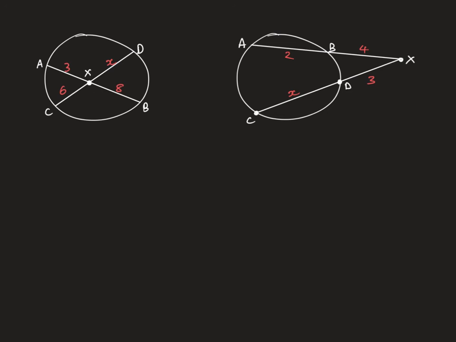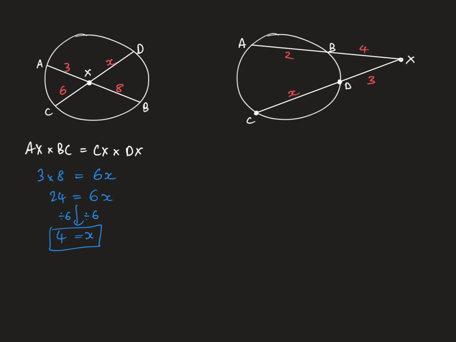Now, say, for example, we're looking at these two questions here. So remember that AX times BX will equal CX times DX. So we know that AX is 3 and BX is 8, and that will equal CX, which is 6, times DX, which is x in this case. So we know 3 times 8 is 24 is equal to 6 times something. If we divide both sides by 6, we find that x is equal to 4 in this case.